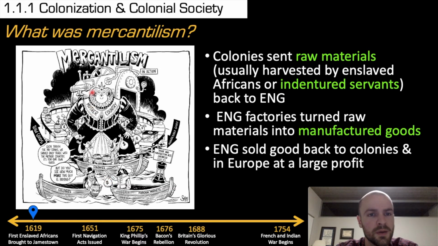But nope, because of mercantilism, the colonies had to give those raw materials to the mother country. And then the mother country would put them through their factories, and it would spit out manufactured goods, and it would sell them back to the colonies. And so you see this guy looks really sad as he's handing over a bag of money to the mother country.